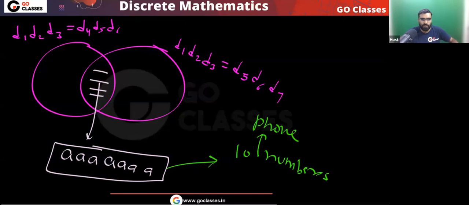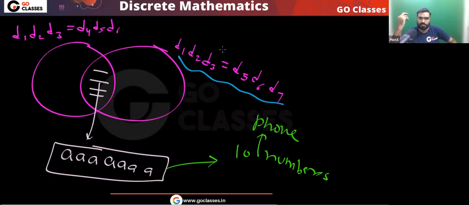Will you consider this all zero as a 7-digit phone number? Yes, of course. See, this is not a 7-digit integer, but this is a phone number. The point is, this is a phone number. So I can say that you have 10 phone numbers in the intersection. Now you can solve this question, I think, very easily.